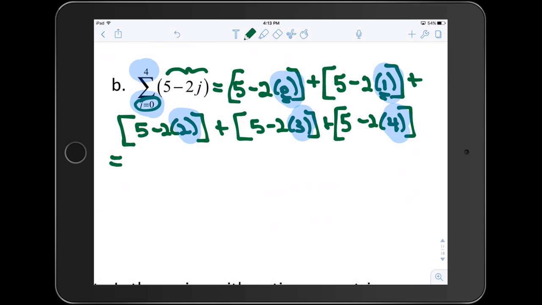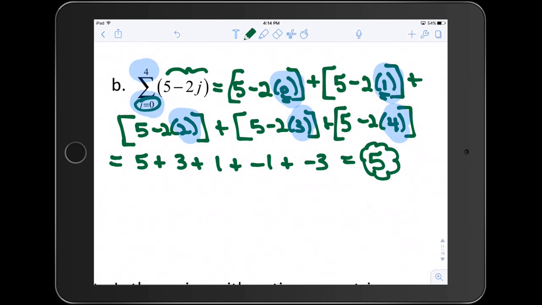Just make sure you do your simple arithmetic correctly. So let's see, we end up with 5 plus 3 plus 1 plus -1 plus -3, and that gives me 5 for a sum. So the sum of the terms from 0 to 4 gives me the value of 5.